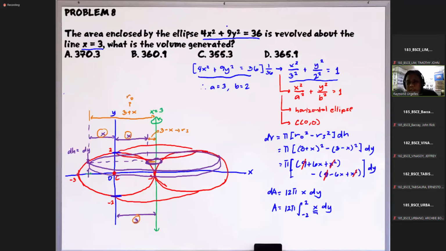So ano ba magandang gamitin? Let me use this one. Pag ito yung ginamit natin, solving for x, I will leave you with the algebraic manipulation here. Kayang-kaya nyo naman tong i-rearrange, diba? So ang lalabas dyan ay 36, diba?